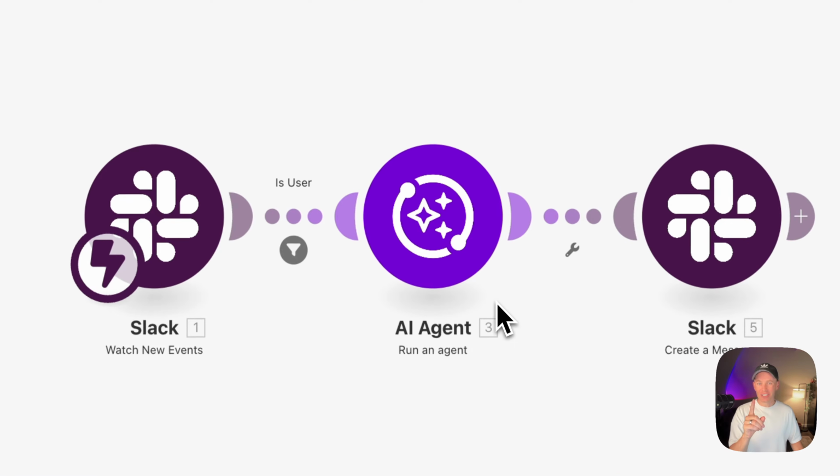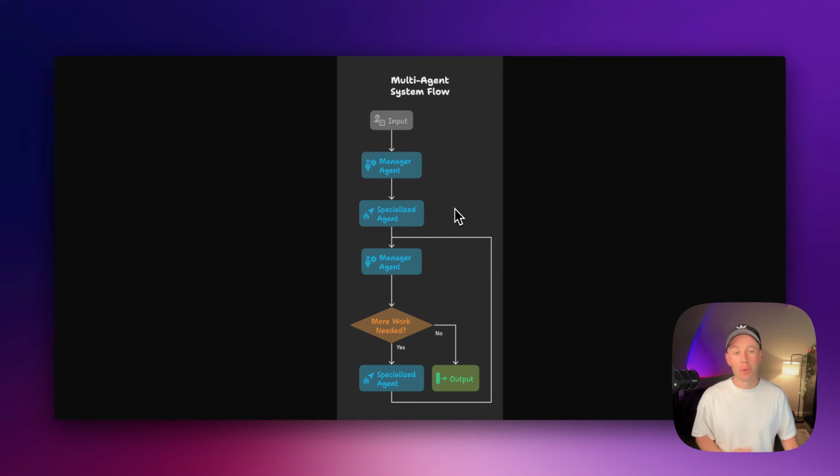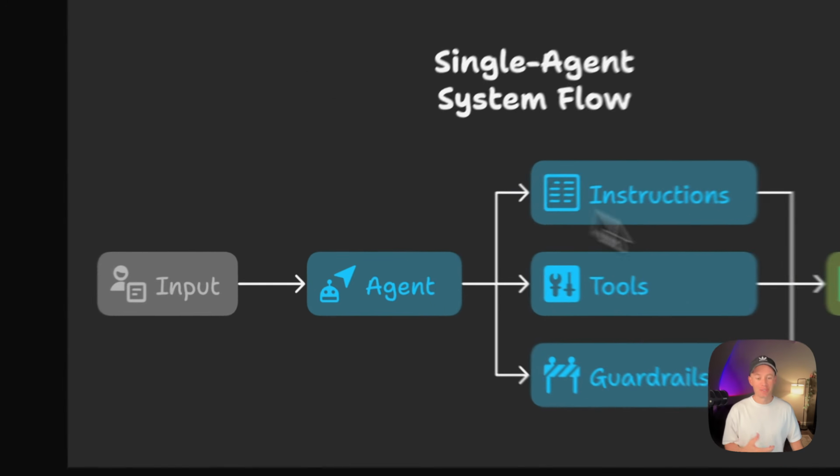Is one AI agent enough, or do I need a multi-AI agent setup? Here's what you guys need to know before you choose. I'm gonna walk you guys through some examples really quick.